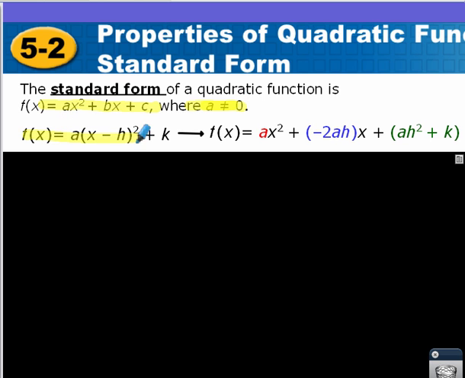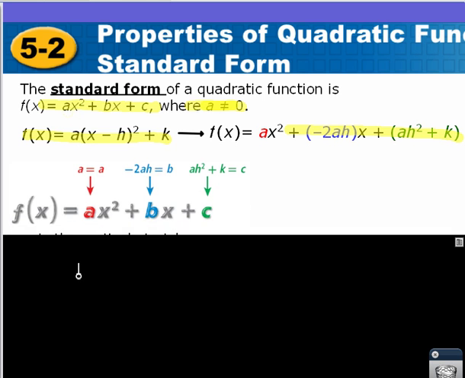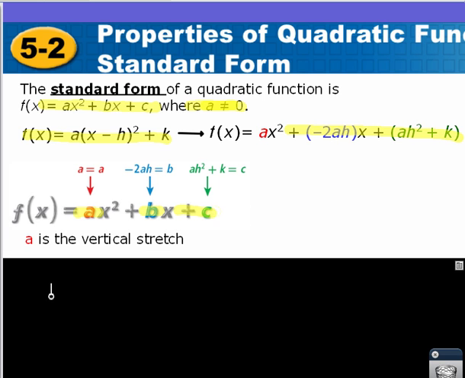This is vertex form. If we FOILed this (x minus h) squared, distributed the a, and then simplified it, we would get to a form that looks like this. This is standard form. And you can see a is a here, the b is -2ah, and then the c is ah squared plus k. So it shows you where the stuff in vertex form would end up in standard form. So what are these things?